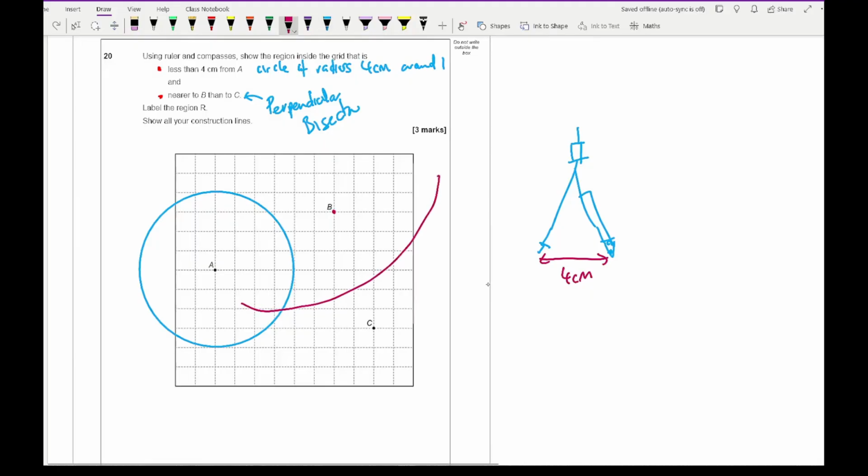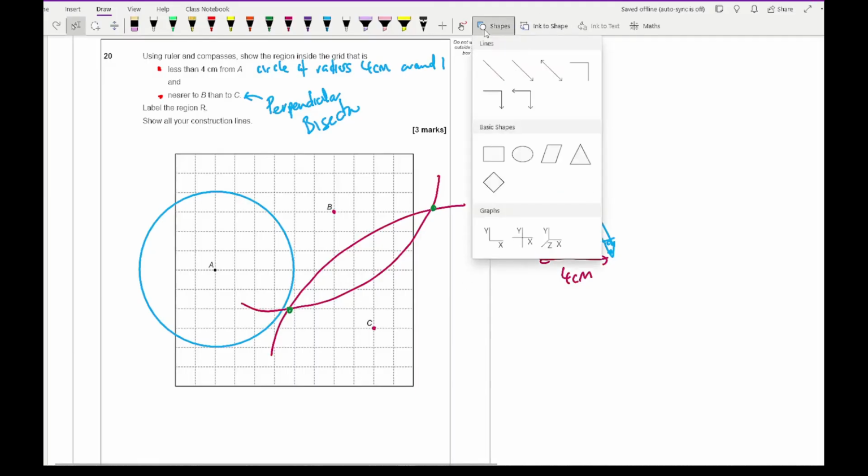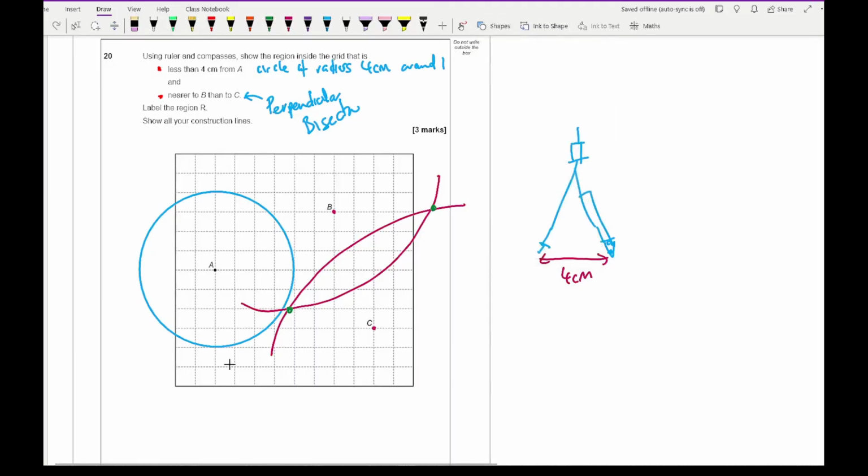Then, without touching your compass or adjusting your compass, you're then going to put your pin on C and then swing your compass so you draw a second arc. But then from that second arc, what you've created are 2 intersection points, which look like this. And then what you then need to do is, with a ruler, draw a straight line going through each of those 2 points.